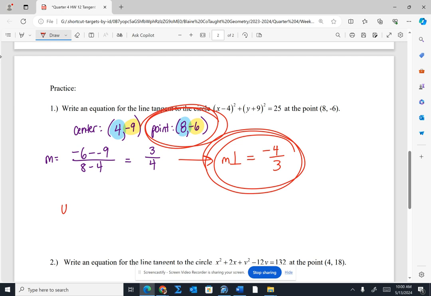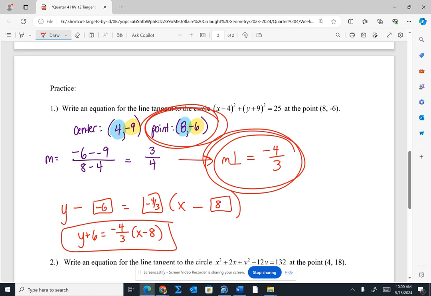So I have my point and I have my slope. So I am ready to write the equation in point slope form. The y coordinate is -6, the slope is -4/3, and the x coordinate is 8. So I'm going to clean it up a little bit. Instead of y minus -6, I'm going to write y + 6 = -4/3(x - 8). And there is the equation for my tangent line.